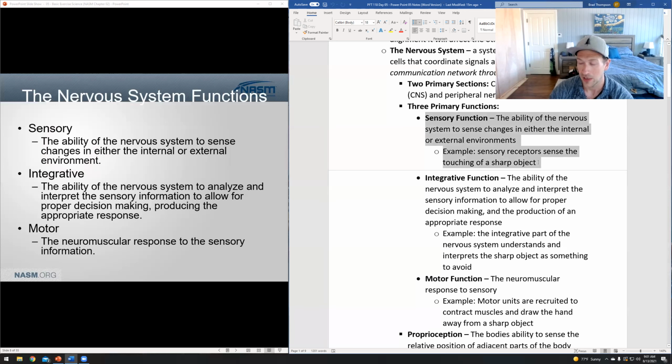We need to gather information about things before we execute responses. And then we also have integrative function, which is choosing the appropriate response. This is the ability of our nervous system to analyze and interpret the sensory information that we gathered. This allows for proper decision making and producing specific responses. So for example, your integrative nervous system understands that touching something that was really sharp is dangerous and will cause damage to the body. And so it is something that should be avoided.